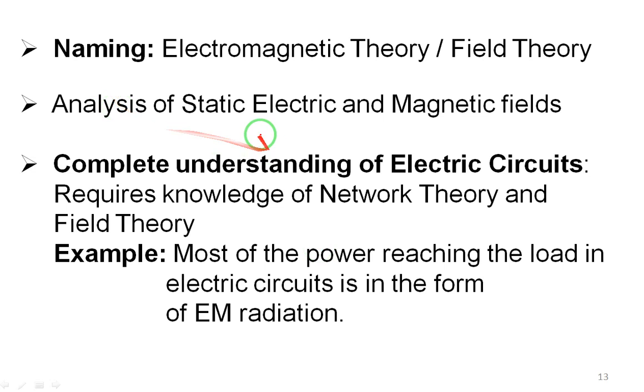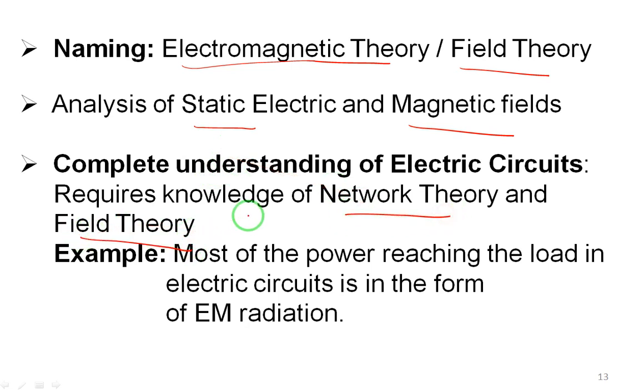As for the naming of this subject, some people refer to this as electromagnetic theory and some people as field theory, one and the same. In this subject we are going to analyze the static electric and magnetic fields. In order to completely understand any electric circuit, we require the knowledge of two subjects. One is network theory and the other is field theory or electromagnetic theory, in order to understand the complete behavior of electric circuits. For example, most of the power that is reaching the load in electric circuits is in the form of electromagnetic radiation.